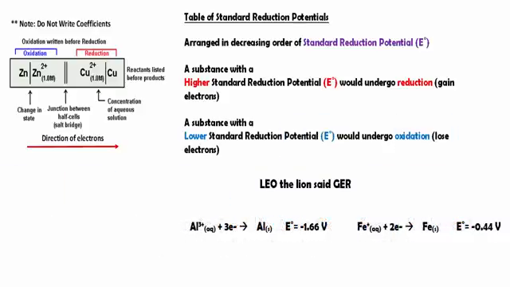In this lesson, we are going to learn about standard reduction potentials and how we can use a table of standard reduction potentials to determine if a substance undergoes reduction or oxidation.